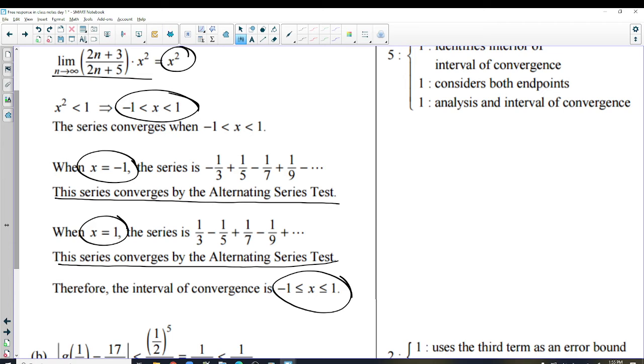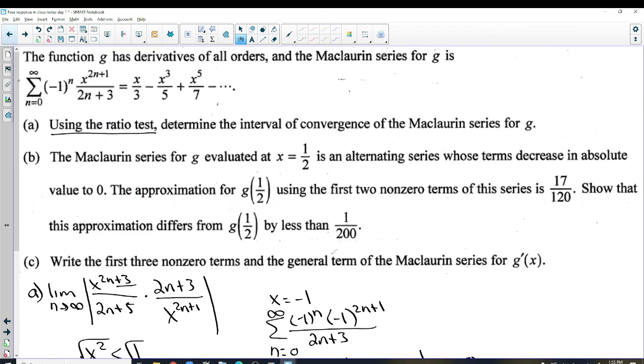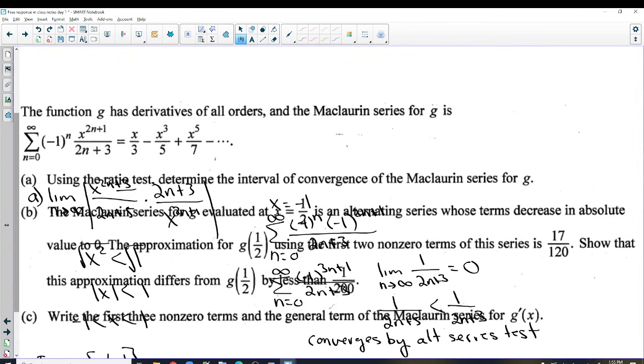That's how I would interpret this rubric. Oh, we didn't finish the problem. Jeez, I thought I was just done.